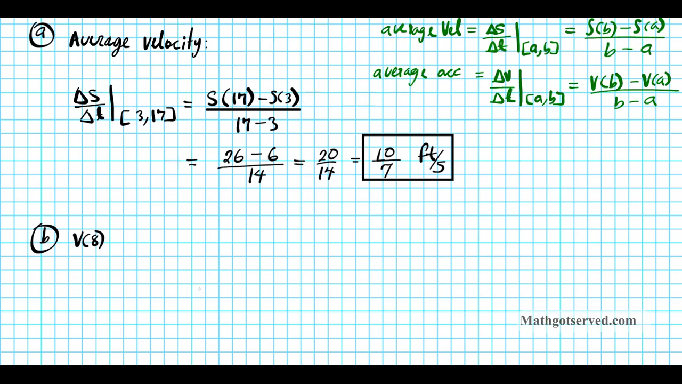So v of 8 can also be written as s prime of 8, the derivative of the position at 8, because you know the derivative of position is velocity. Okay, so we're going to approximate this. This is going to be approximately delta s over delta t evaluated from 5 to 10. Okay, how do we know that we're going from 5 to 10?